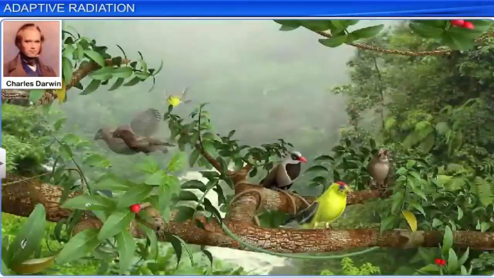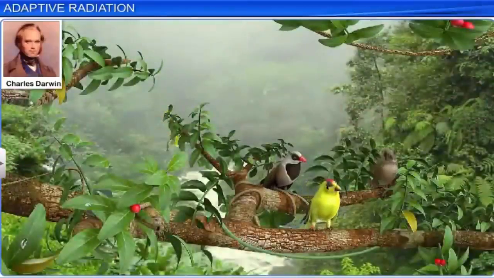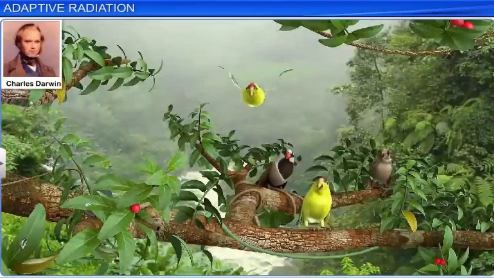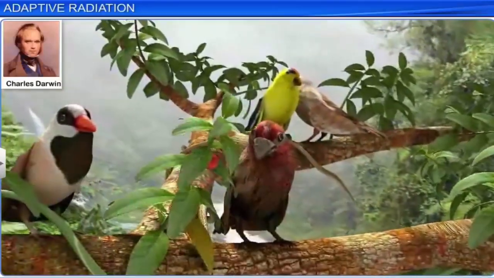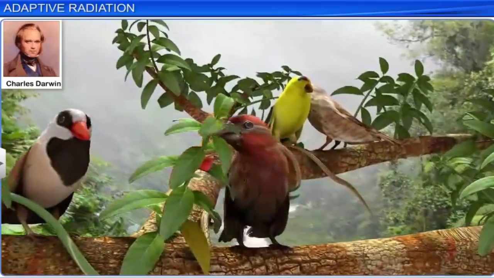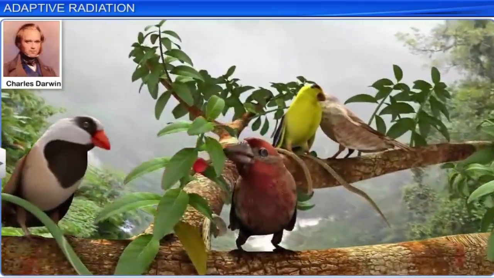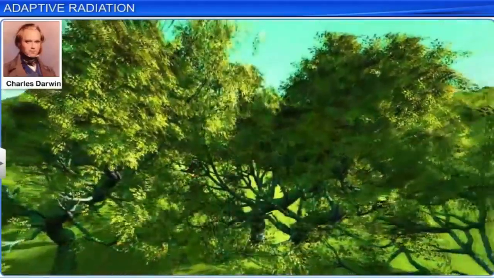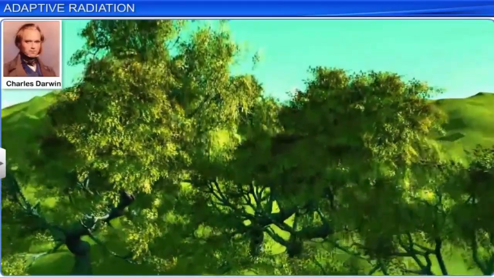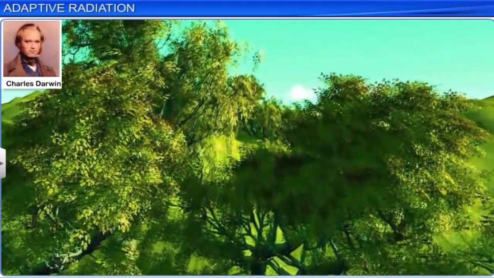These finches, also known as Darwin's finches, demonstrated the concept of adaptive radiation. It is a type of evolution in which species in the same geographic area, derived from a common ancestor, successfully adapt themselves to their natural environment due to natural selection.